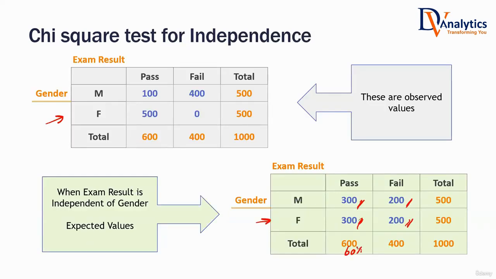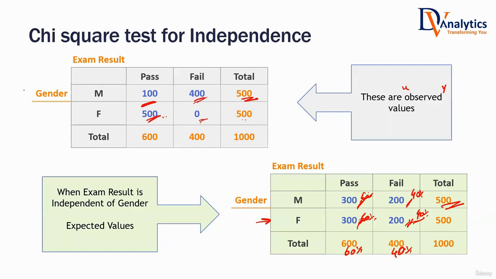If 60% are passing and 40% are failing, even in male the same thing should happen. Female also, the same thing should happen. Then we would say our male or female doesn't matter. But in reality, these are the observed values that you got. Out of male, 500 people, only 100 passed, 400 failed. Out of female, 500 out of 500 passed, 0 failed.